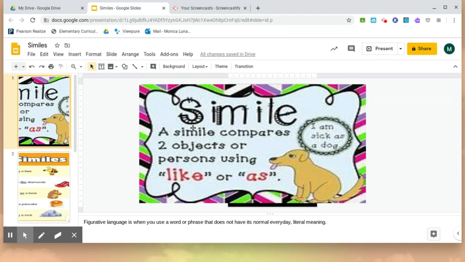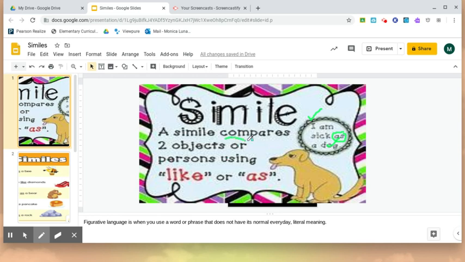A simile is when you compare two objects or persons using the words like or as. So if you read a sentence and they're comparing two things and they use the word like or as, that's an example of a simile. And here's an example. I am sick as a dog. Here, the word as helps us know that, hey, this is a simile because they're comparing themselves, I, to a sick dog.